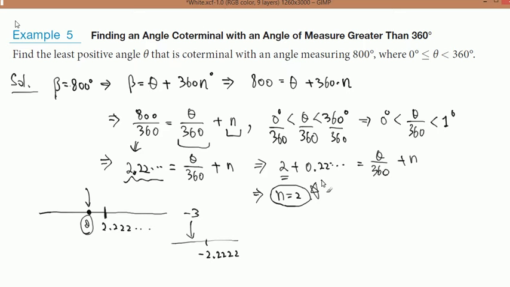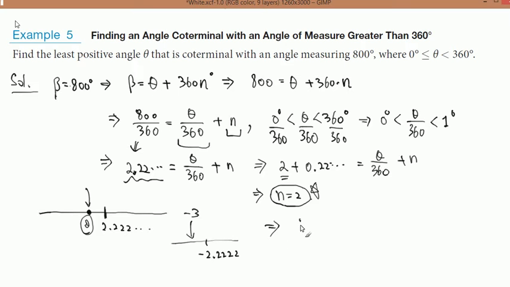What is the correct method of finding n equals 2? The largest integer that does not exceed this division, 800 divided by 360. All right? Once you get that correct angle, all you have to do is plug it in there and solve for theta. All right? So the rest of the part.